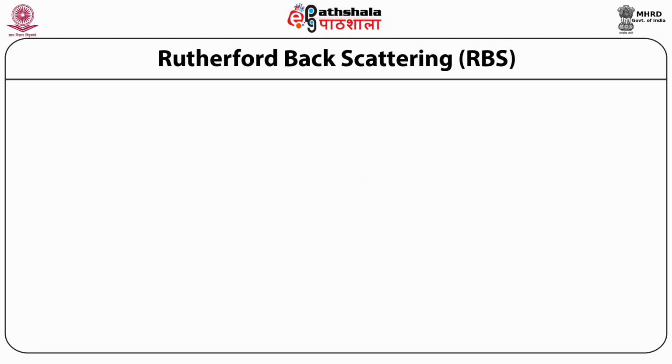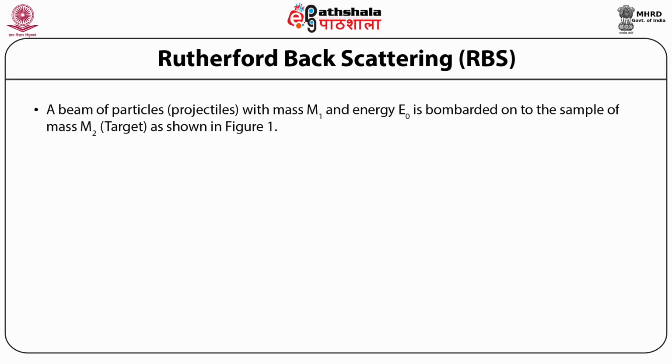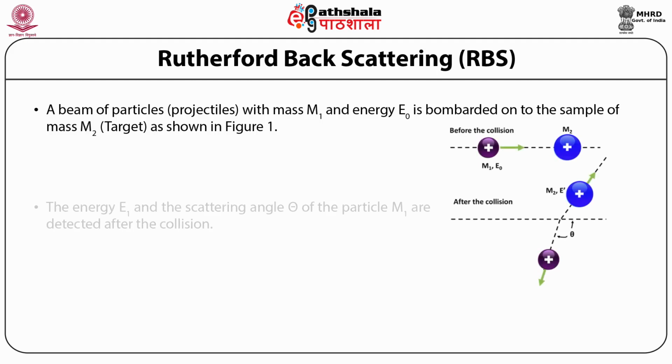The projectile ions used in RBS include photons, helium-4, and lithium ions at backscattering angles of typically 150 to 170 degrees. The underlying principle in RBS is governed by the kinetics of binary collisions. A beam of particles with mass m1 and energy E0 is bombarded on the sample of mass m2, which is the target, as shown in the figure. The energy E1 and the scattering angle theta of the particle m1 are detected after the collision.